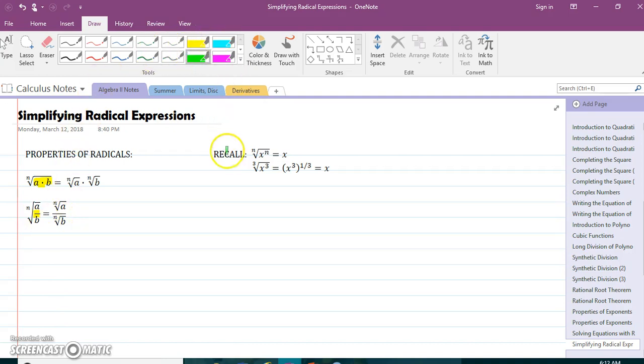The last thing that we talked about is if the index and the exponent are the same, they will cancel out, leaving you with just the radicand. Like the cube root of x cubed is just x, because the cube root is the same as x to the 1/3 here, and they would cancel.